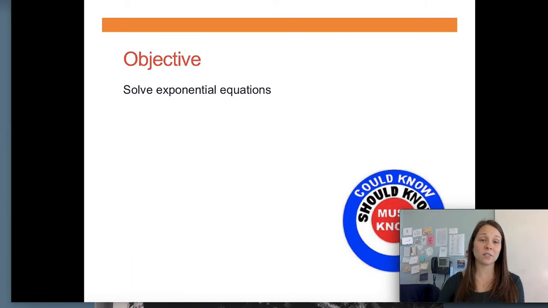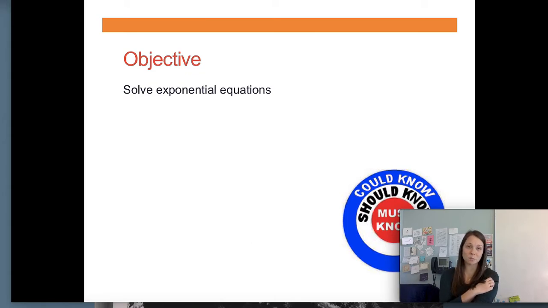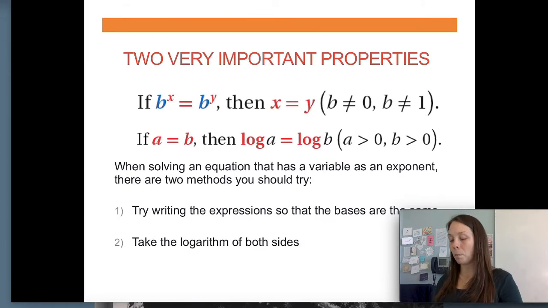So today's objective is to solve exponential equations. This is some of my favorite types of problems to do because it's one great big puzzle and it's just so cool to be able to see how the numbers work together to be able to solve these really intricate problems. There's two very important properties of how we're going to be able to solve these problems.